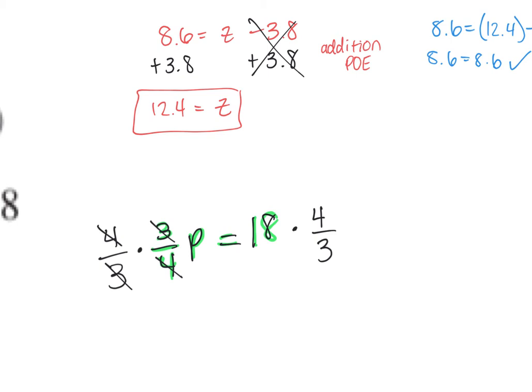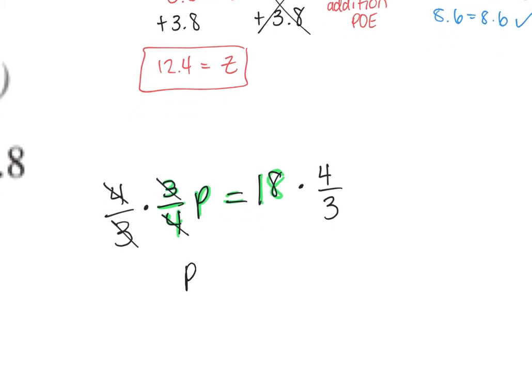Okay? Now that we've seen that, p is going to be by itself and we've got 18 times 4 divided by 3. Do not do 18 times 4 and then divide by 3. Before we do any multiplication, what cancels here? Does anyone see it? JL? I love it. 18 is divisible by 3, is it not? So cross out the 18 and put a 6, and cross out the 3 and put a 1.